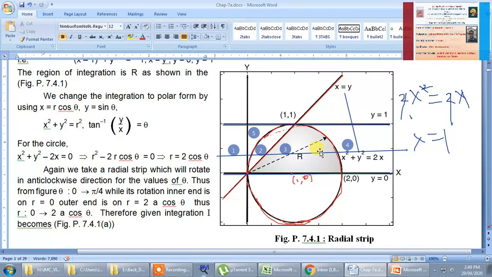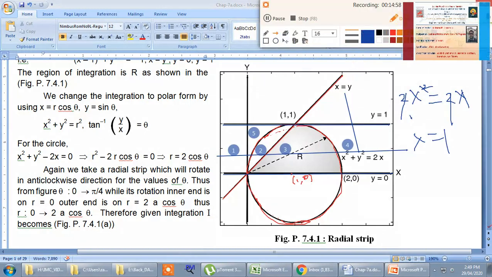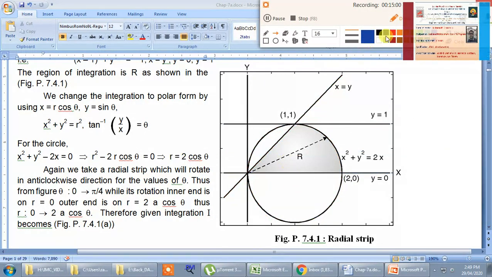Now it is not a problem of changing the order, it is a problem of changing to the polar coordinate system. And that's why if we want to change the order, I will take a radial strip. So this is the radial strip, and this radial strip will rotate starting from here, and the equation of this line is theta equal to 0 in the polar coordinate system. That's why theta varies from 0 to this point.